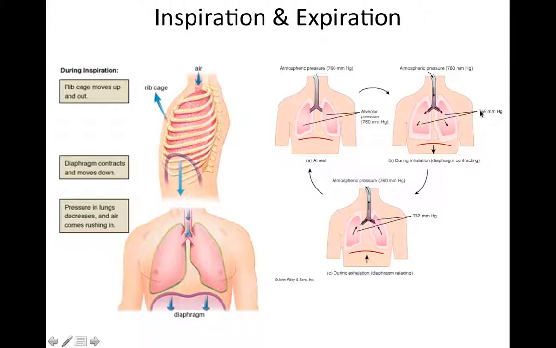So let's say the pressure goes to 758 inside. Well, air is going to move from 760 towards 758, which means our lungs will fill up. When we expire or breathe out, we are going to do the exact opposite. So our diaphragm is going to relax, our intercostals are going to relax as well, and the thoracic cage will become smaller. In doing that, your pressure goes up to, let's say, 762 compared to outside at 760, so air is going to be forced out of our lungs.